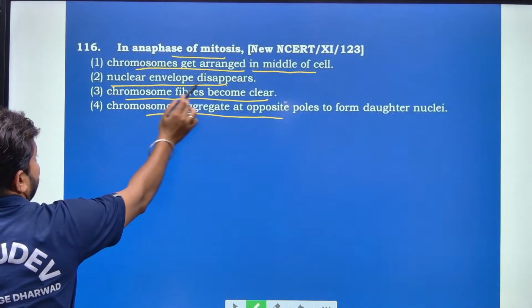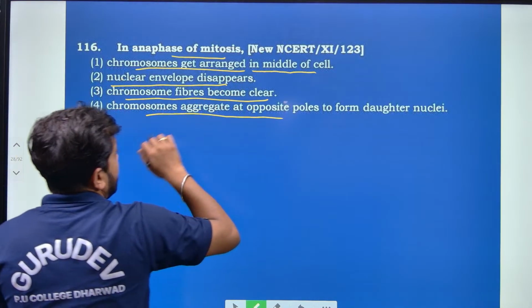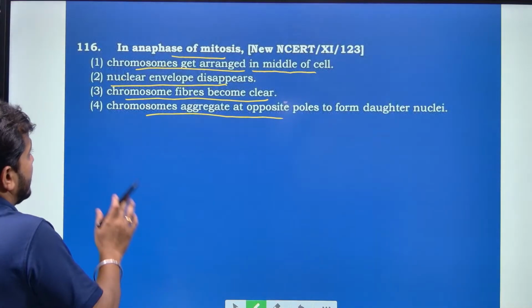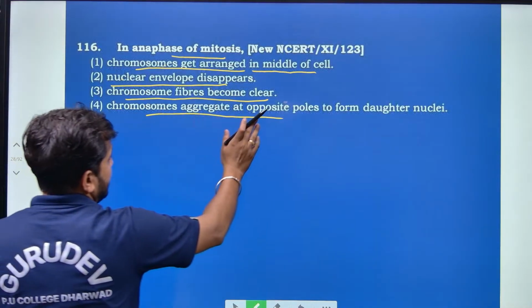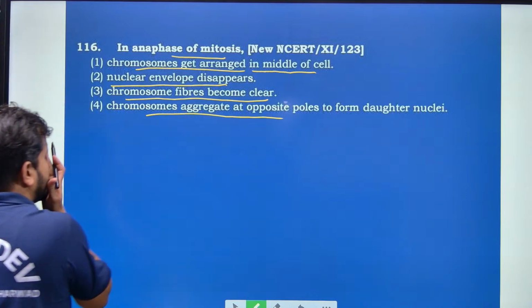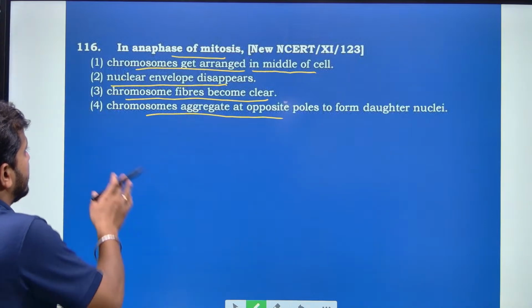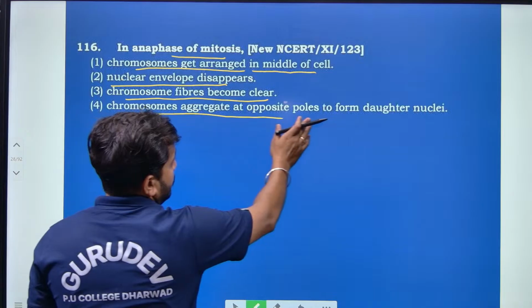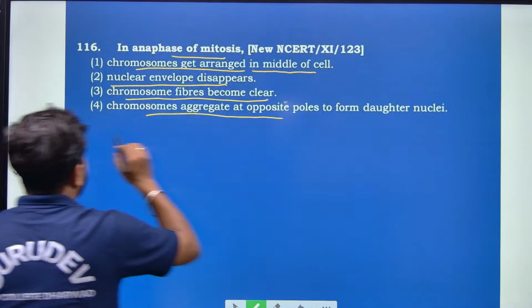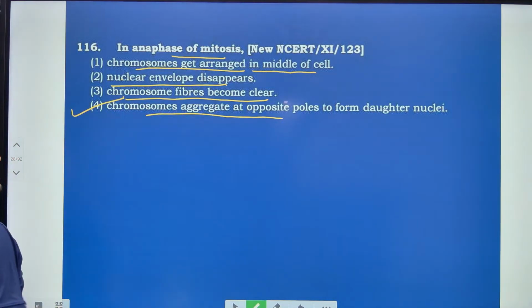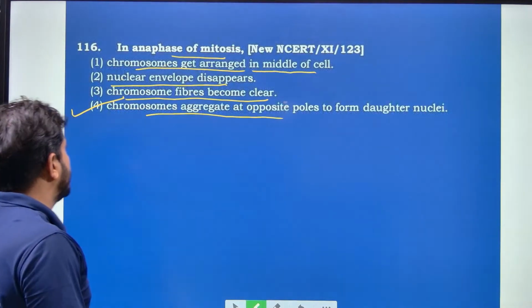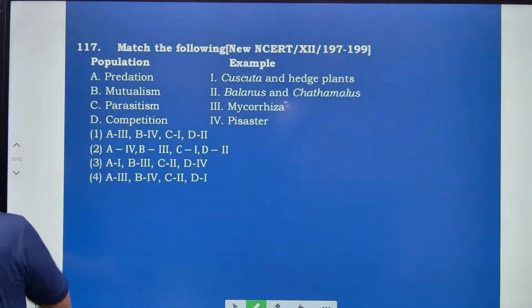The disappearing takes place mainly in the prophase, and the chromosome fibers becoming clear can be seen mainly in the metaphase again. Then the chromosomes aggregating at opposite poles to form daughter nuclei is nothing but anaphase of mitosis. So here option 4 is correct, right?